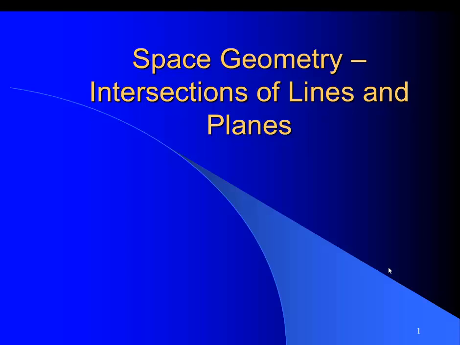And that's going to continue to be important because today we're going to talk about the intersections of lines and planes, and then next time we'll talk about the intersection of multiple planes, and you'll be needing to determine the visibility for each of these items as well. So let's start with a little example here.